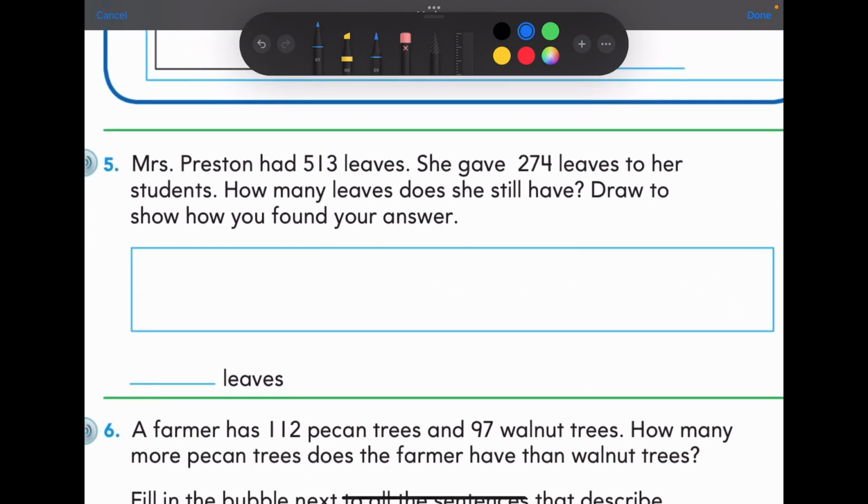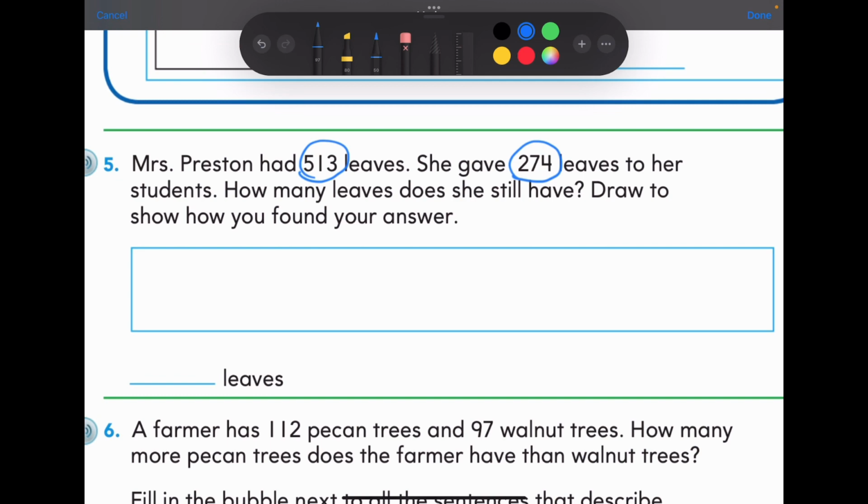Number 5 says Mrs. Preston had 513 leaves. She gave 274 leaves to her students. How many leaves does she still have? Draw to show how you found your answer.